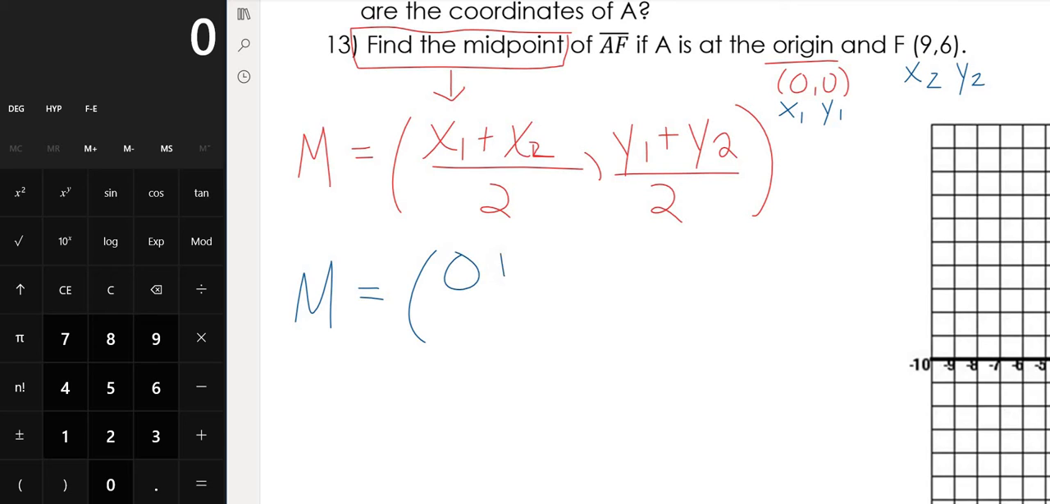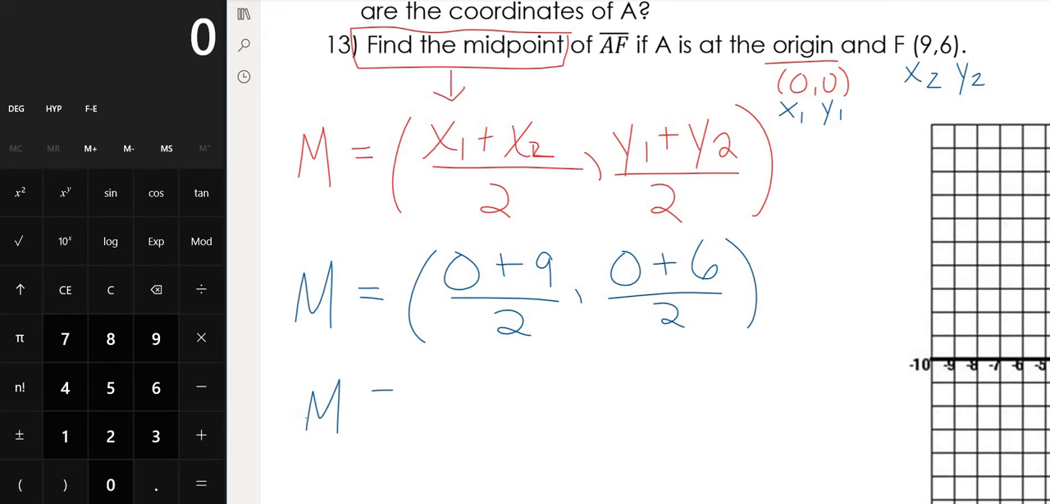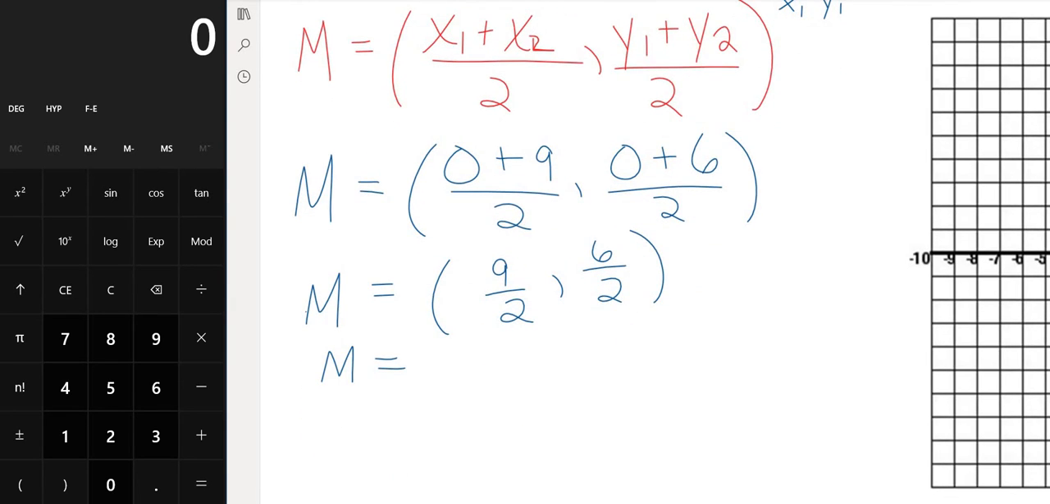x1 is 0 plus x2 is 9, over 2. y1 is 0 plus y2, which is 6, over 2. Now the midpoint. Let's go ahead and solve. 0 plus 9 is 9 over 2. 0 plus 6 is 6 over 2. Let's simplify. Nine divided by 2 is 4.5. 6 divided by 2 is 3.